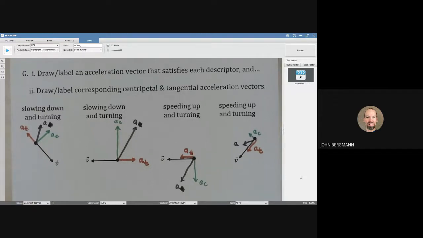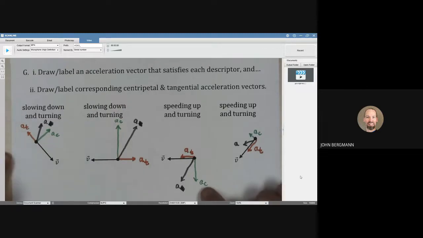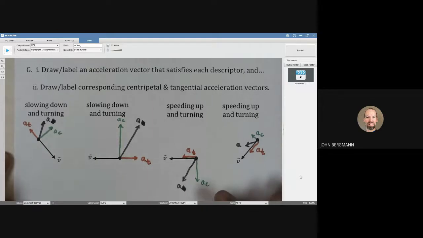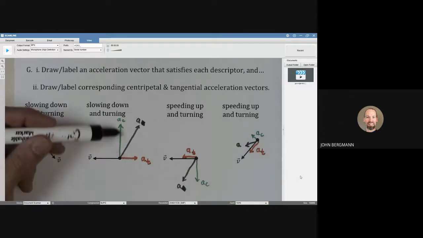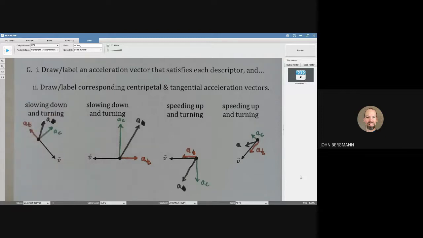Now, in some cases, like in one-dimensional motion, we only had a tangential acceleration, right? There was only acceleration causing something to speed up or slow down. In uniform circular motion, where something's going in a circle at a constant speed, there's only centripetal acceleration. But sometimes there could be some of both. There's some centripetal acceleration and some tangential, in which case the speed will be changing as well as the direction.